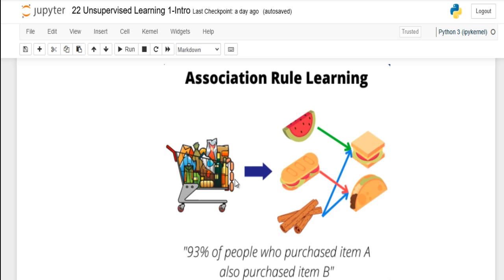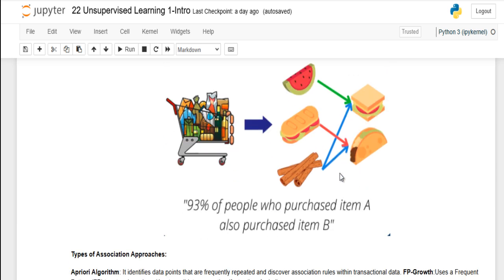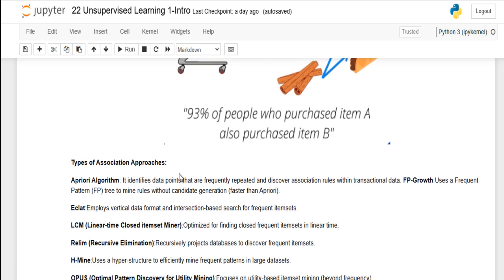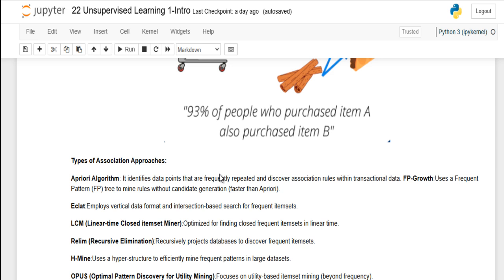You can see the example here: 93% of people who purchase item A also purchase item B. That is association. What you have in one place, you also have in another place. That's what association means. So we have different types of association.